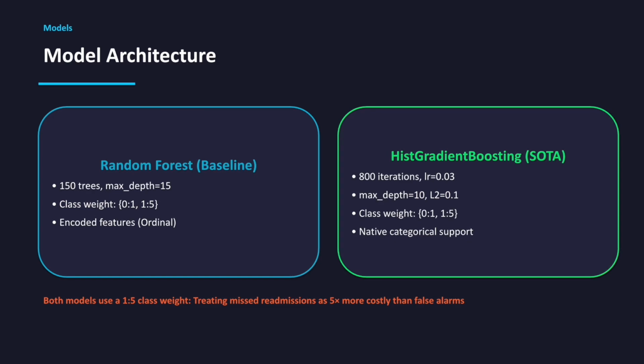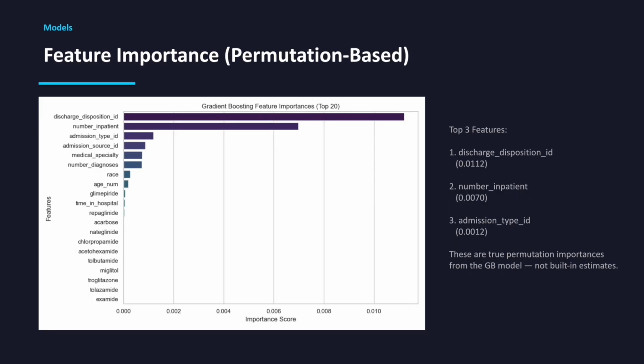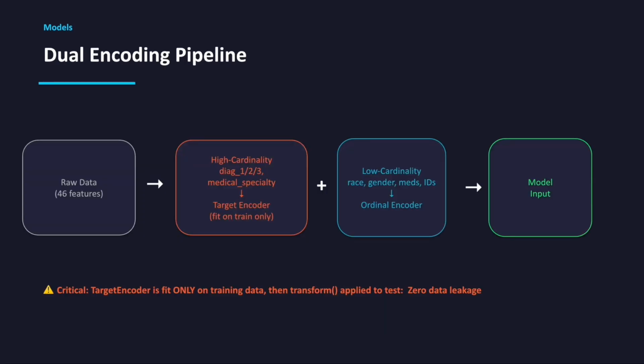in a hospital setting. After training the gradient boosting model, we used permutation-based feature importance to understand which variables mattered the most. The top feature was discharge disposition ID, followed by number of prior inpatient visits and admission type ID. This makes sense because where a patient goes after discharge and how often they were previously hospitalized are strong signals of future readmission risk. The importance scores also showed that a few features carried most of the predictive value, while many medication features had much smaller effects.